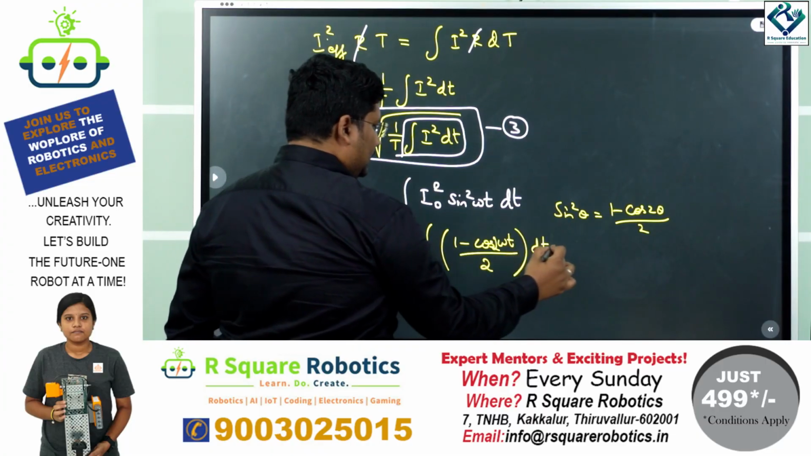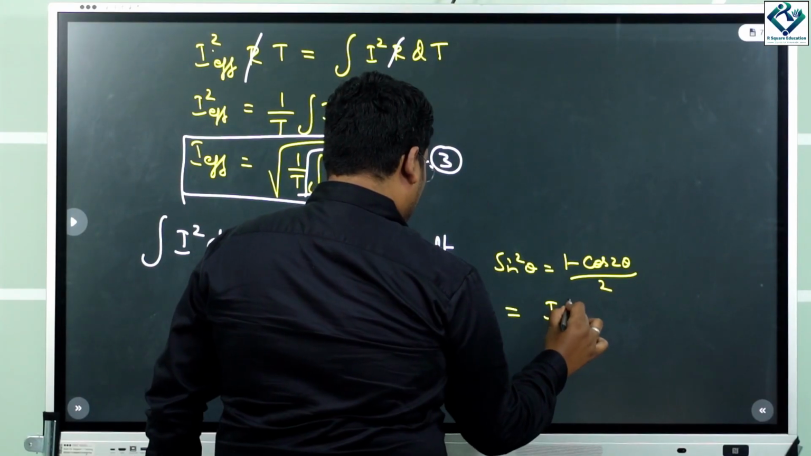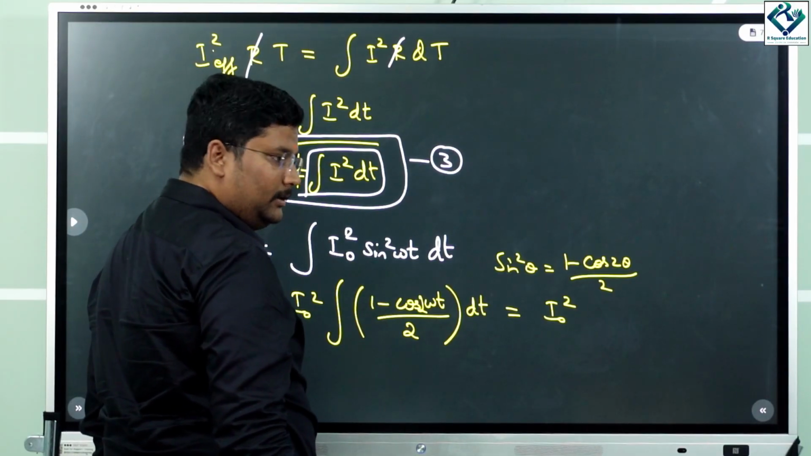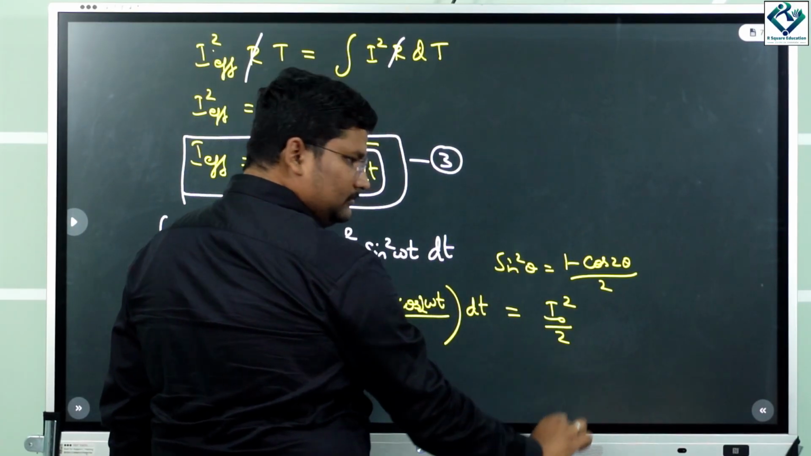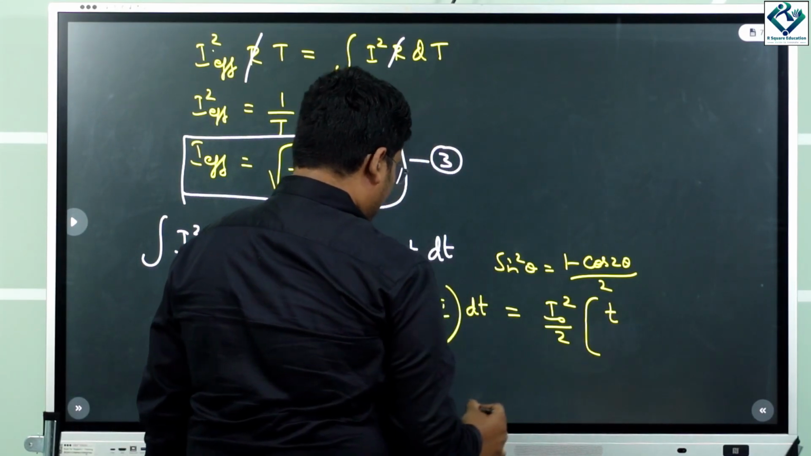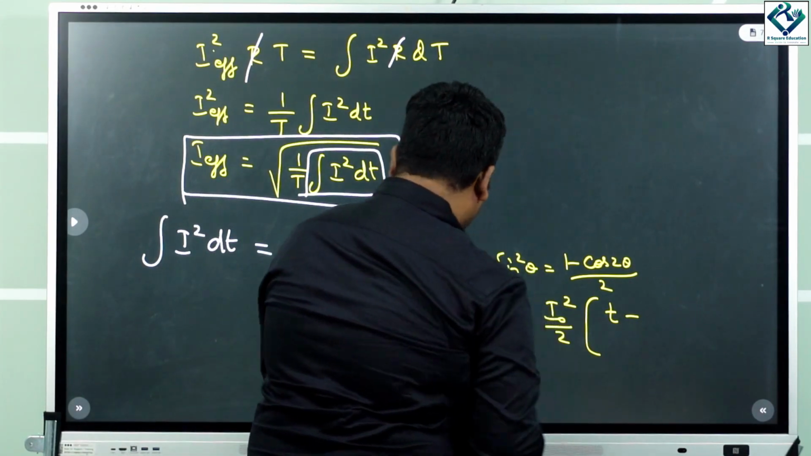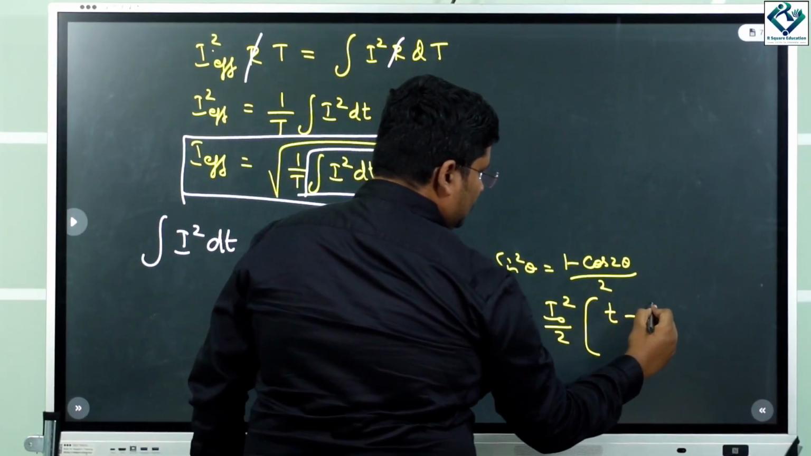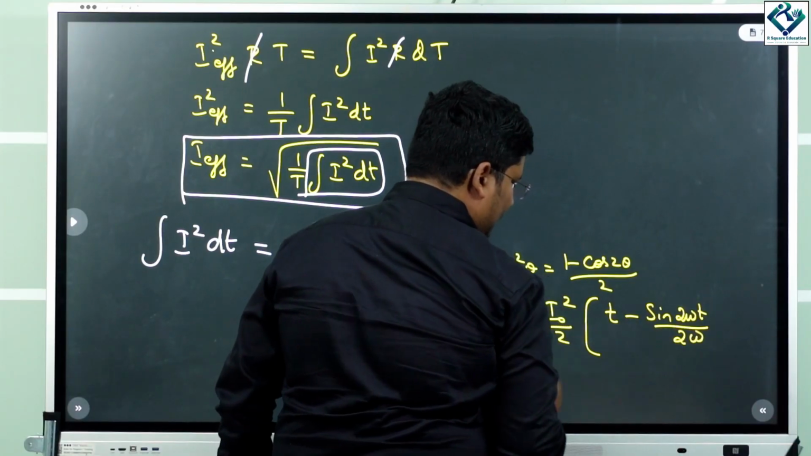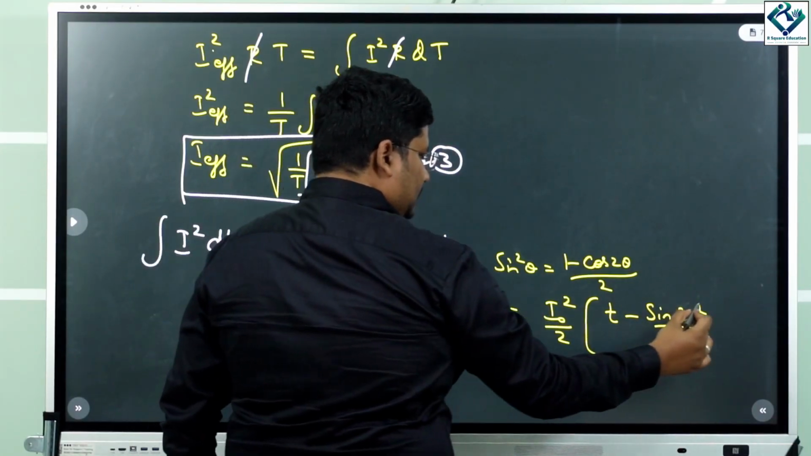Now you have to integrate this. While integrating, what will you get? I naught square times 1 minus cos 2 omega t divided by 2. I can take this 2 out. So 1 minus, integrating once gives t, minus, integrating cos gives sin, so sin 2 omega t divided by 2 omega.